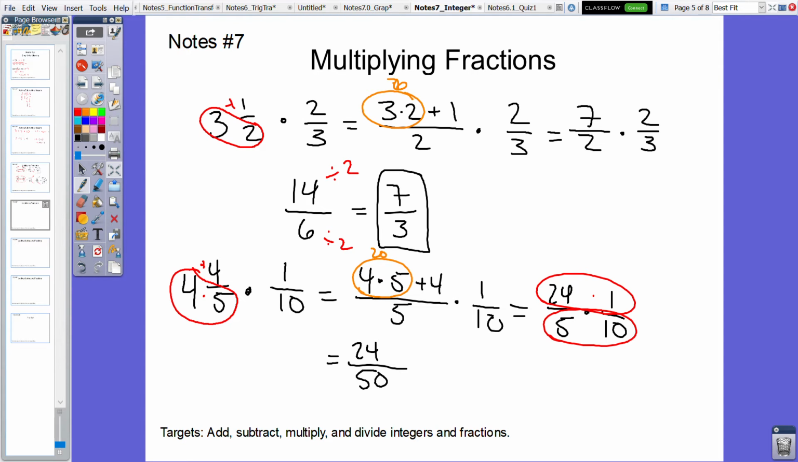Once again, two even numbers here. I can reduce my fraction by 2, to see if that helps me out. So 24 divided by 2 gives me 12, and 50 divided by 2 is 25. For 12/25ths, no common factor exists between 12 and 25. Therefore, this is a completely simplified fraction.